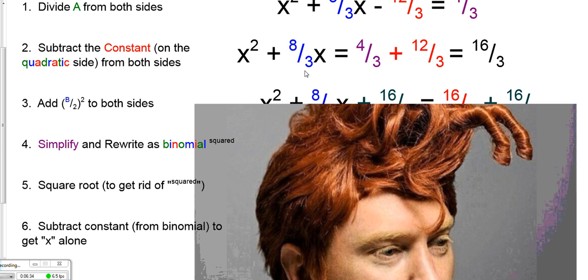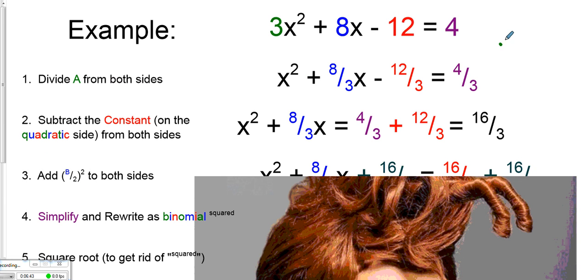Now looking at my b value, 8/3, I need half of that. How do you find half of a fraction? I'm going to do that actually up here. 8/3, and I want half of that. So you just multiply by a half. 8 times 1 is 8. 3 times 2 is 6. So we have 8/6. That is what I would be adding on to both sides.